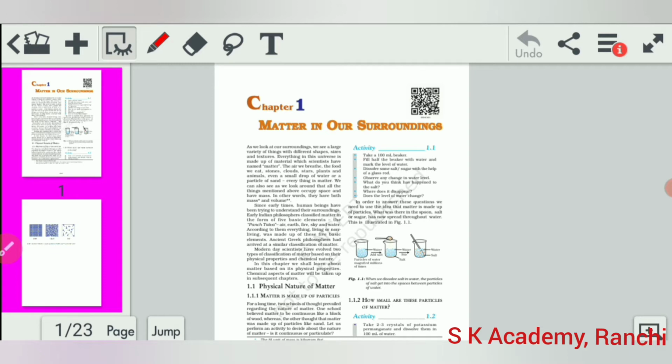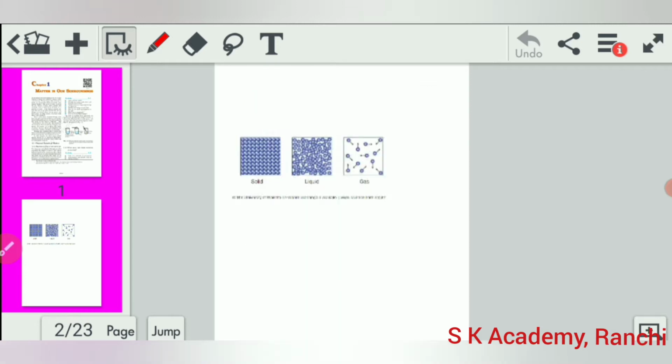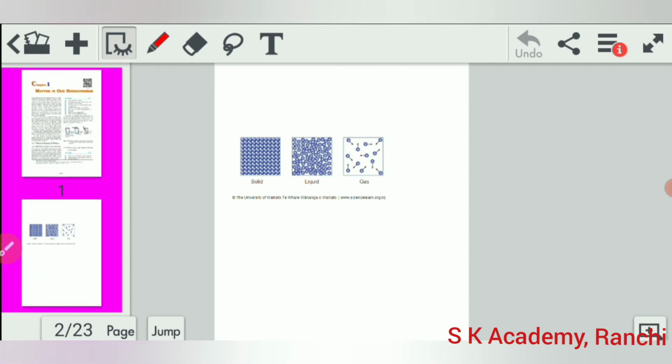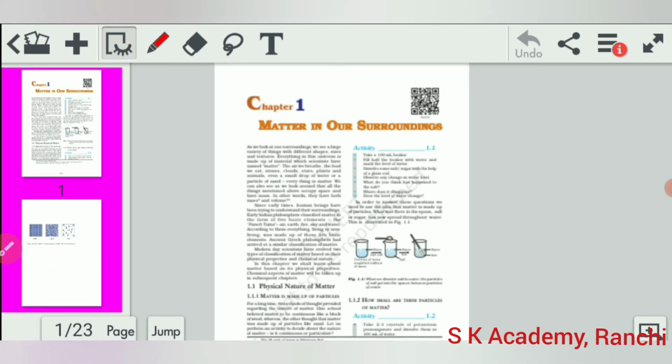Today we will learn the first chapter of class 9 science. The chapter name is Matter in Our Surroundings. So what is the syllabus of this chapter? At first, matter has been defined here. What is matter? And then properties of matter are defined in this chapter. So one by one we will learn the properties of matter.